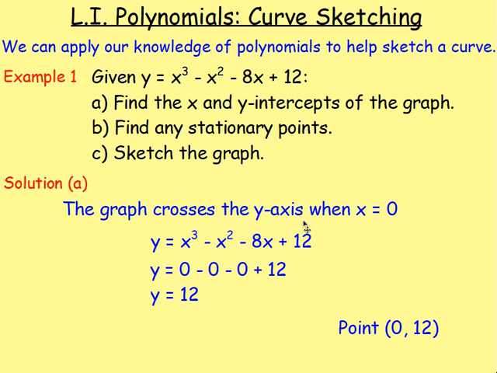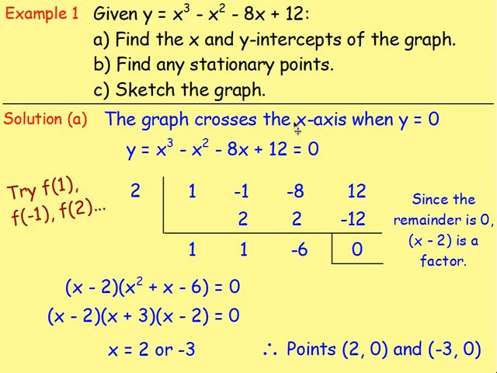Obviously, it crosses the y-axis when x is 0. That's dead easy. Replace x with 0 and we can get the point. Where it crosses the x-axis, though, is when y is 0. So this time, this polynomial here would be equal to 0. And this is where our knowledge of polynomials comes in. So we'd have to then factorize this.